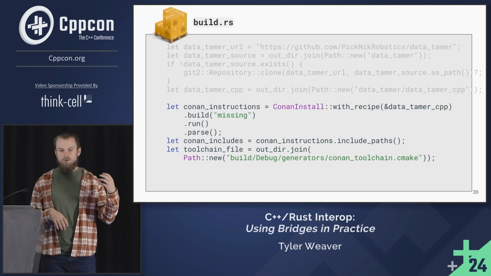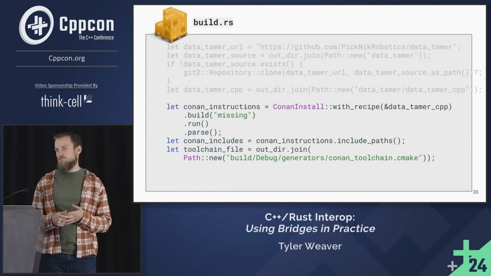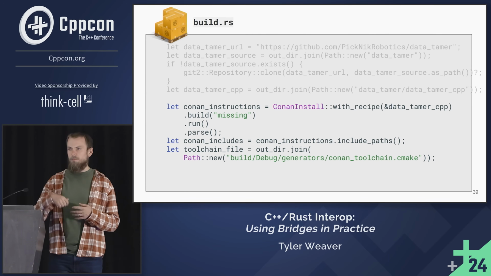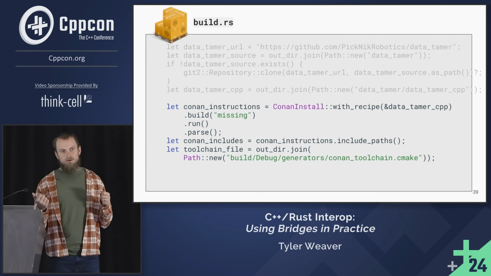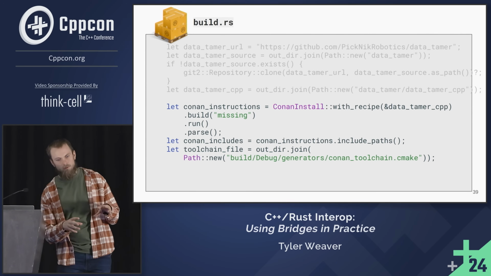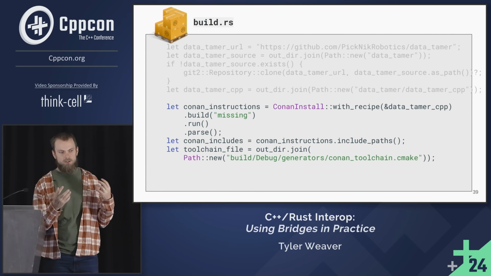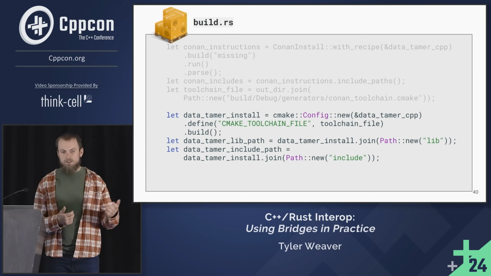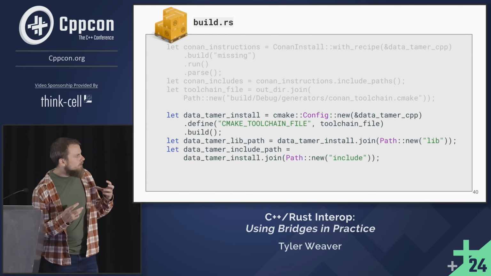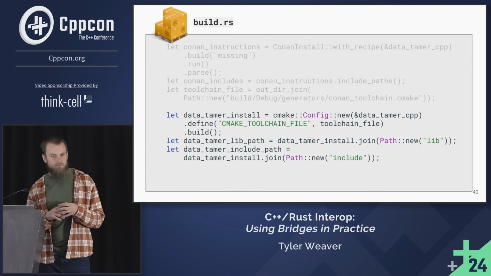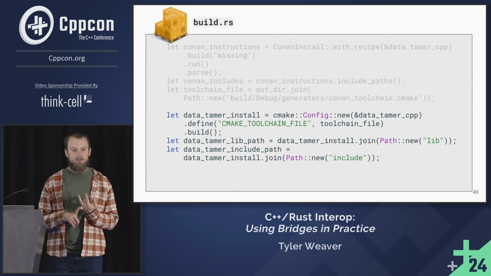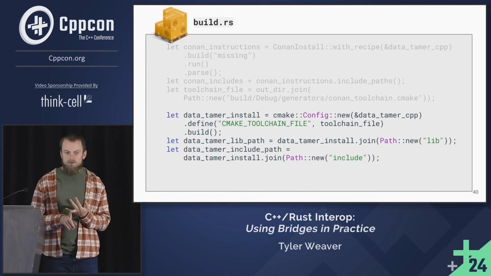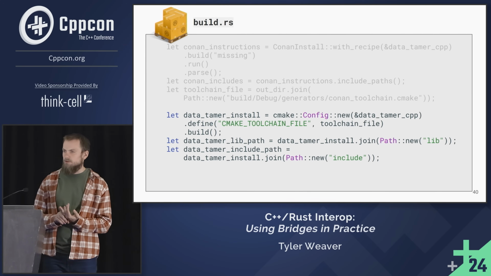And from that, I need to know the include paths of all the transitive dependencies of my dependency that I'm going to build. I need the toolchain file because I've got to pass that into the CMake for the dependency I have, Data Tamer, which is a CMake project that depends on Conan dependencies. Here I'm invoking CMake. The next thing here is just passing in that toolchain file to CMake, and then calling build, and from that I can get the installed information.